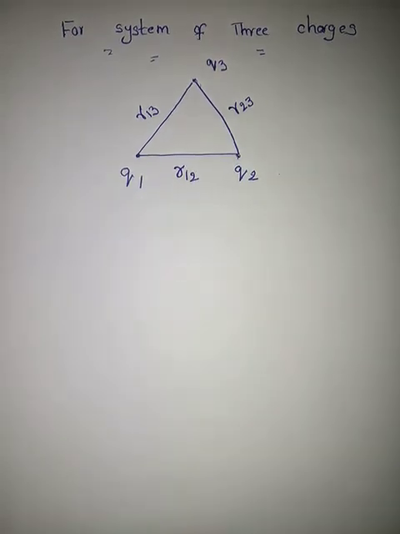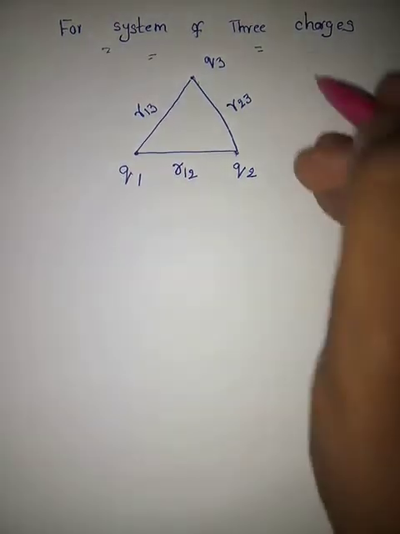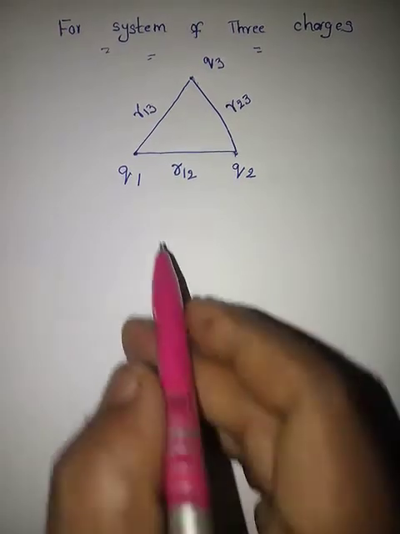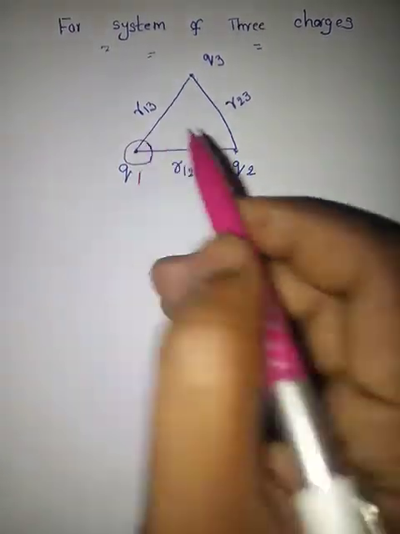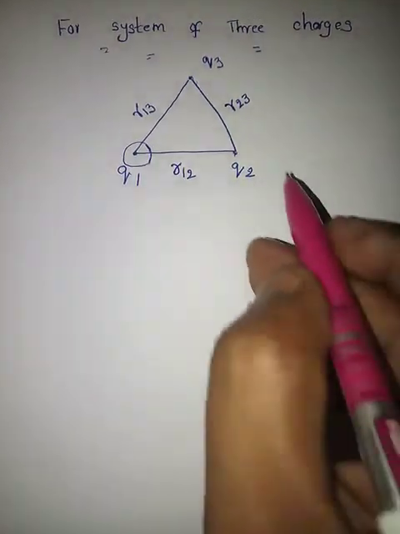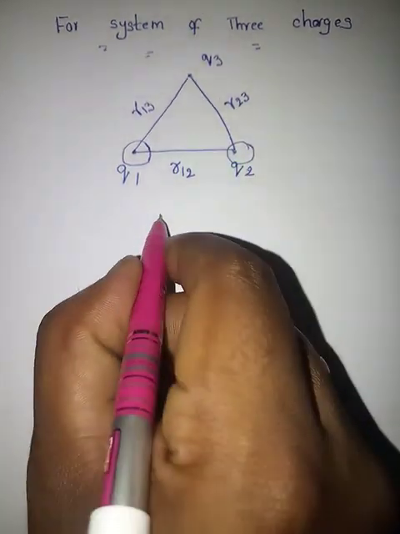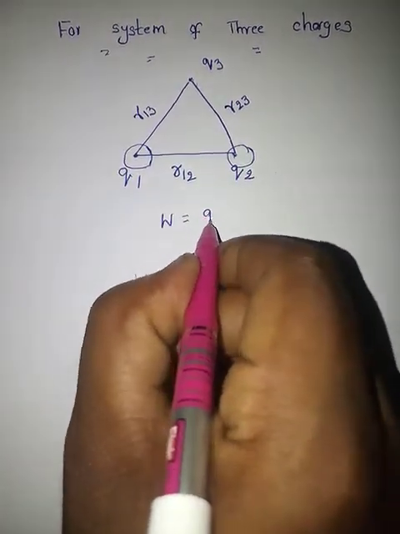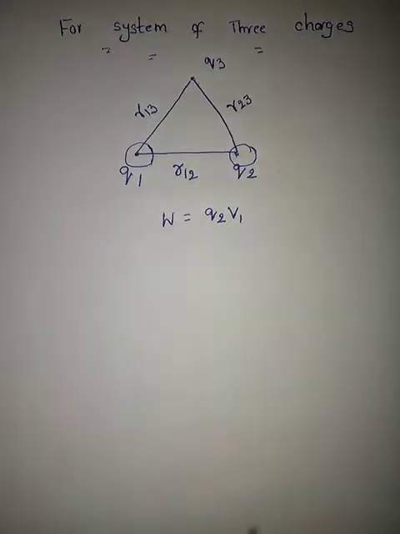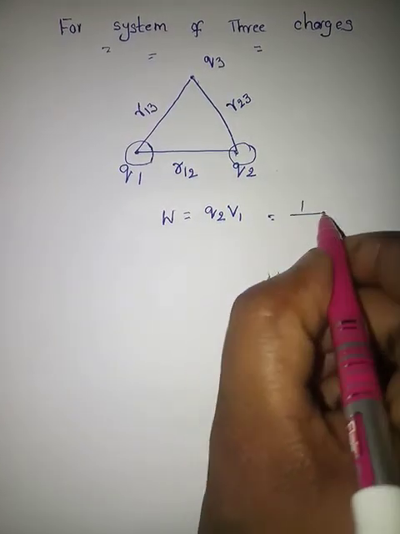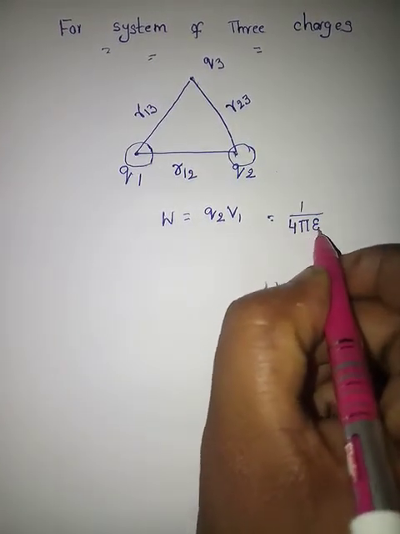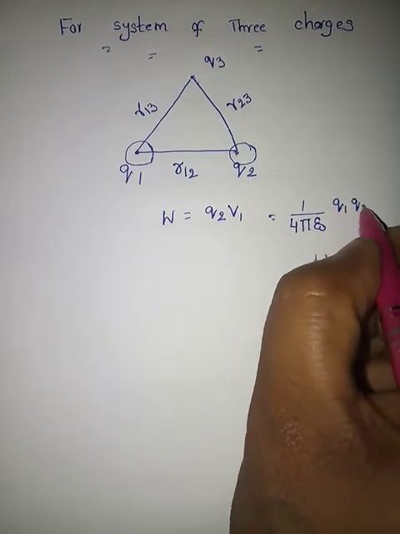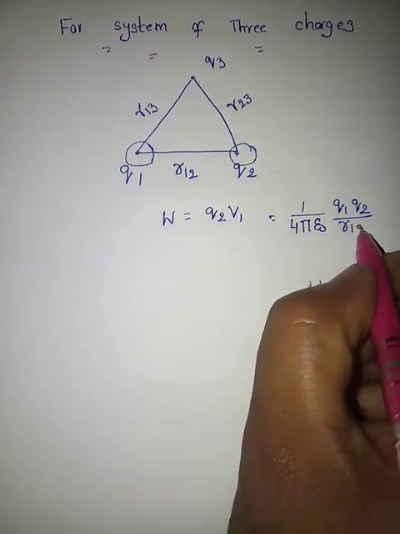Now to form this system of charges, what is the work done? For example, to bring the first charge, no work is done. Now to bring charge Q2, what is the work done? W is equal to Q2 into V1. So we can write 1 by 4 pi epsilon naught Q1 Q2 by R12.